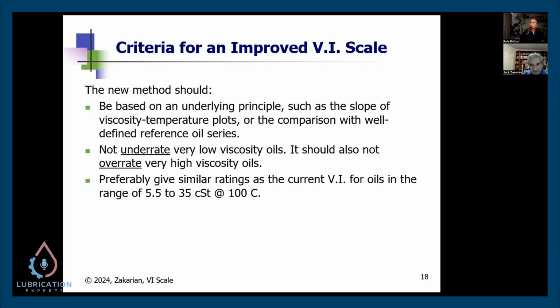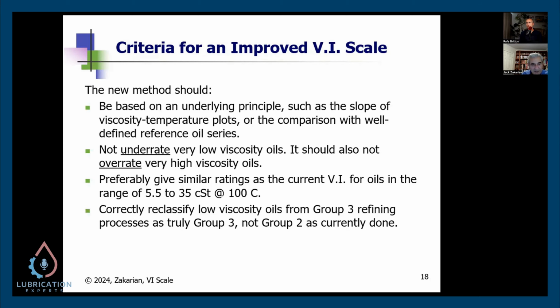And preferably, what you want to do with a new scale is be somewhat similar to the current scale, at least for oils in the range of 5.5 to 35 centistoke, which was where a lot of the original scale was built. And then we want to reclassify low viscosity oils from group 3 processes as truly group 3, not group 2s, which is the current procedure.